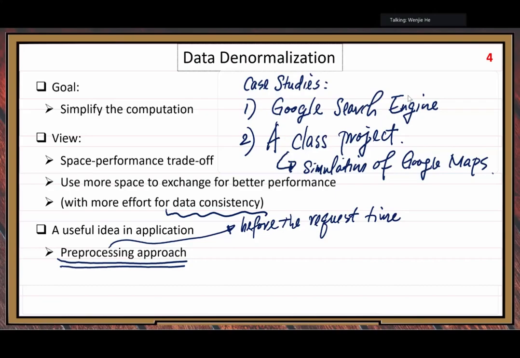All right. First, I need to simulate the Earth, the map on the Earth, right? So first I need to simulate the Earth. The whole Earth, I use a big rectangle to simulate the Earth. The whole region inside this rectangle represents the whole Earth.